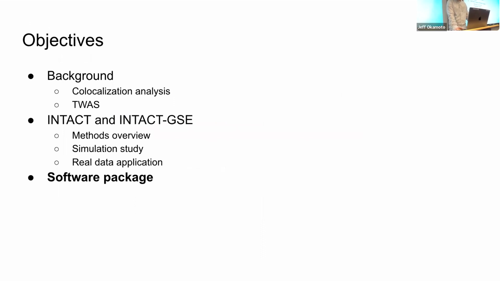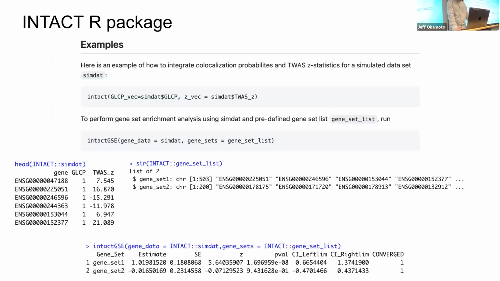And finally, I'll talk a little bit about the R package. So basically, if you go on my GitHub and just look at the README file, you'll see this top bit here with examples. So there's basically 2 functions here that you'll be interested in, INTACT and INTACT-GSE. So I've included some toy data to play with just to show how it works. There's the object SIMDAT, which basically includes your genes and then corresponding colocalization probabilities and TWAS Z-scores.